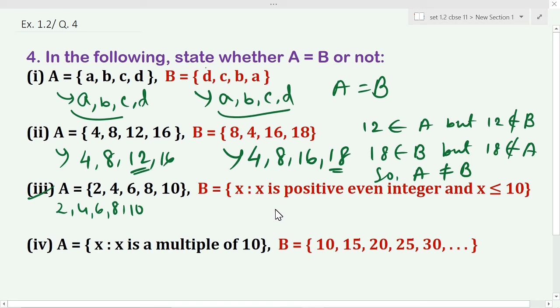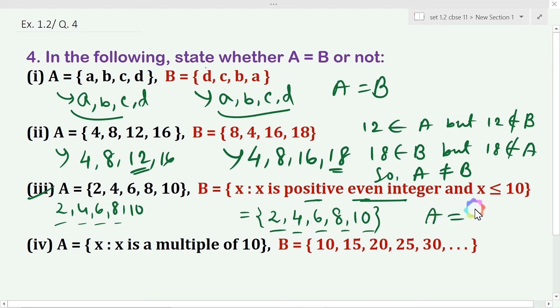So x is less than or equal to 10 and it is a positive even integer. Okay, so the set B contains 2, 4, 6, 8 and 10, because x is less than or equal to 10, so x also contains 10. The elements of A are 2, 4, 6, 8, 10 and the elements of B are 2, 4, 6, 8, 10. So both sets contain the same elements, so we can say that in this case A equals B.